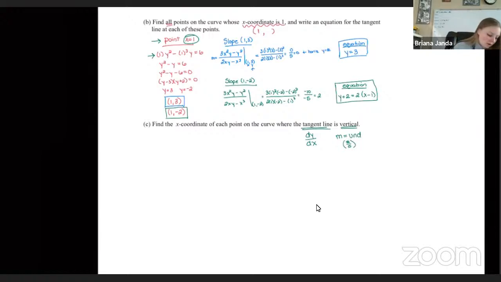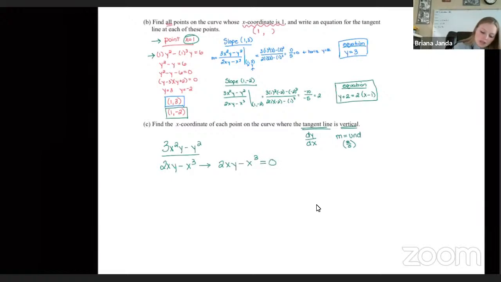So if we consider our slope from above, our derivative, I'll bring that down so we can see it. In this particular problem, because it's supposed to be vertical, which means undefined, that means that our denominator, 2xy minus x cubed, needs to equal 0.